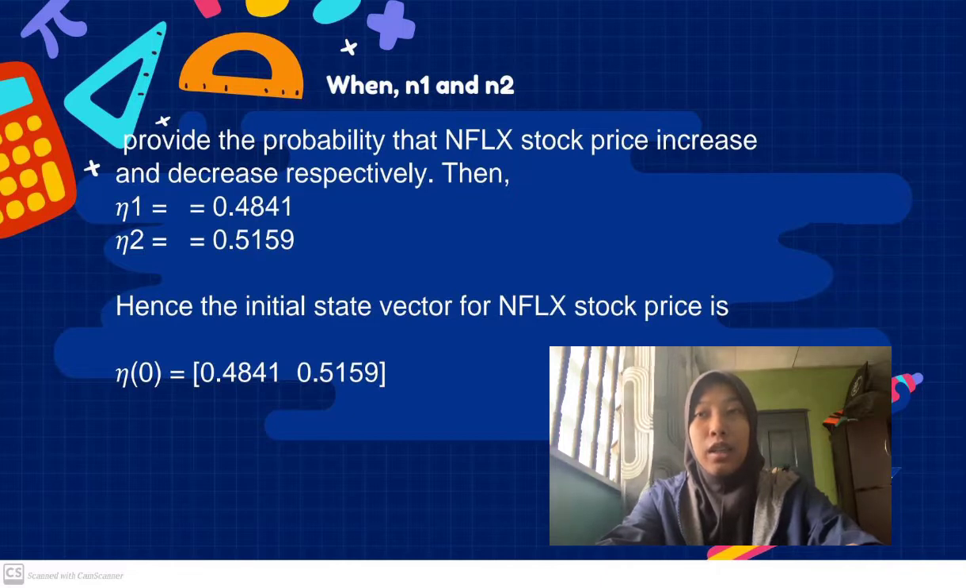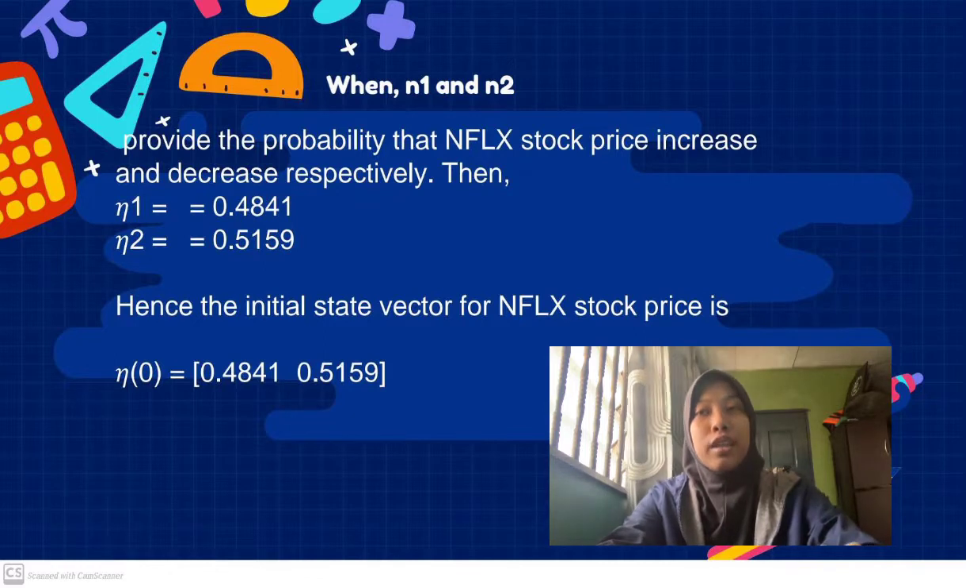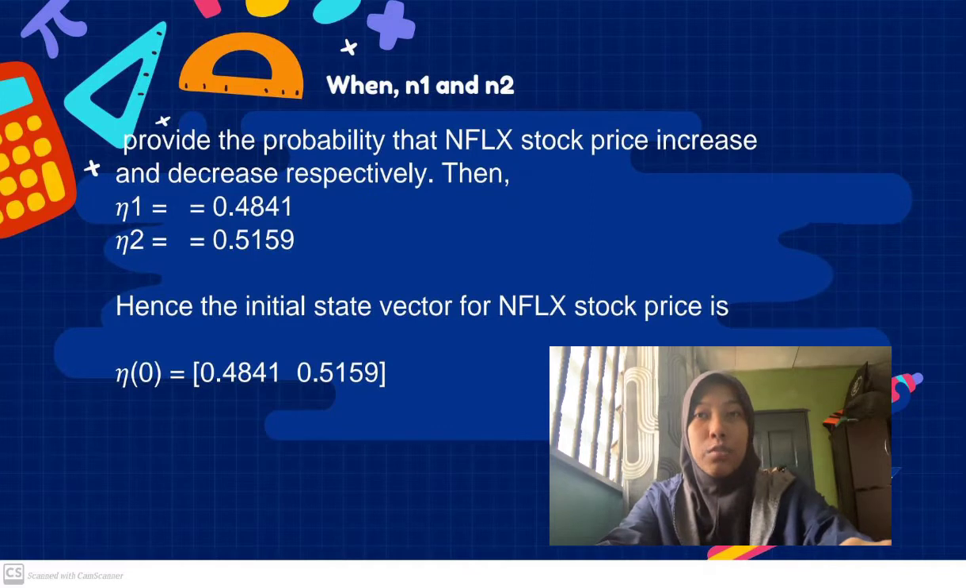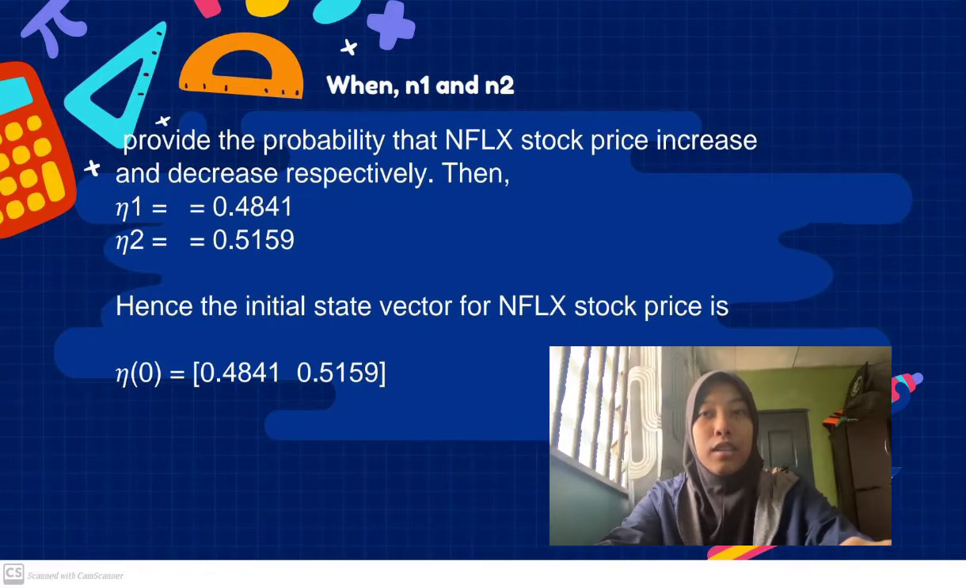Then eta 1 is equal to 0.4841 after we sum up the value of decrease and remain negative days, which are 70 plus 52, divided by the total days, which is 252. Then after we add 69 and 61, which are the increase and remain positive days, divided by 252, we get eta 2, which is equal to 0.5159. Hence, the initial state vector for Netflix stock price is eta 0 equals 0.4841 and 0.5159.